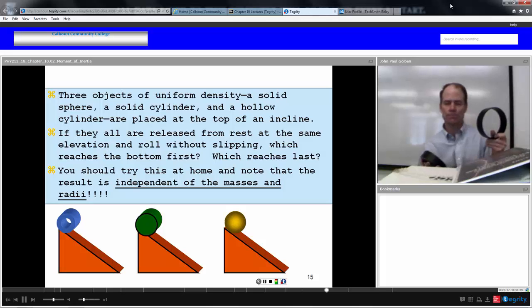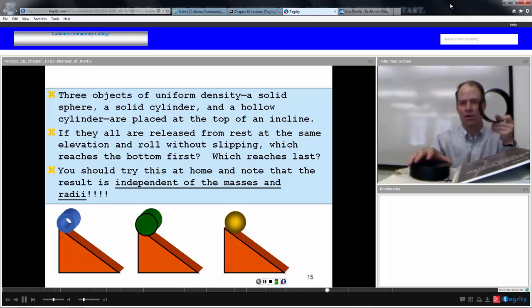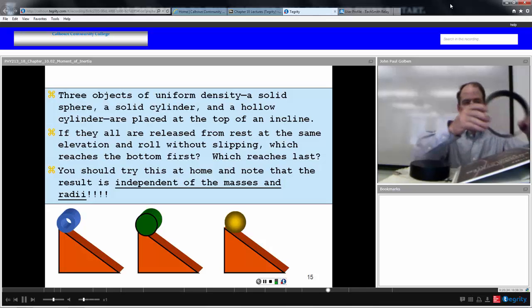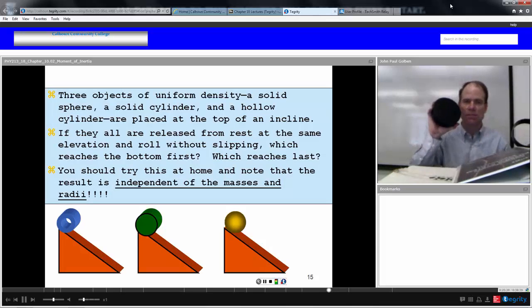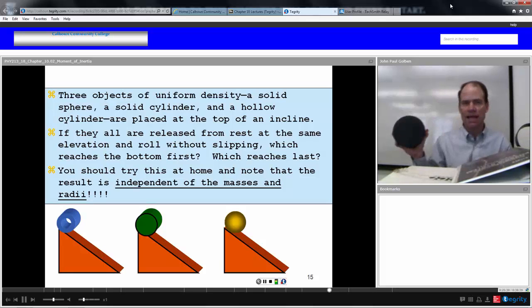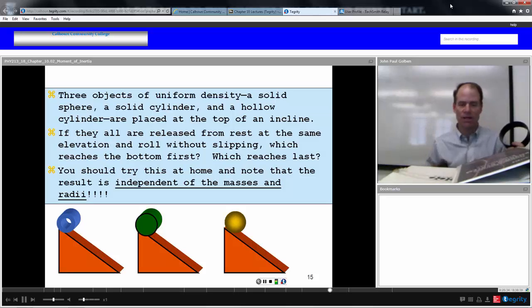So this will be harder to change its motion. It'll be harder to get this going from rest to some speed as opposed to this. This has a smaller moment of inertia. It'll gain speed quicker. Hence, based on that theory, this should make it down to the bottom before this does.